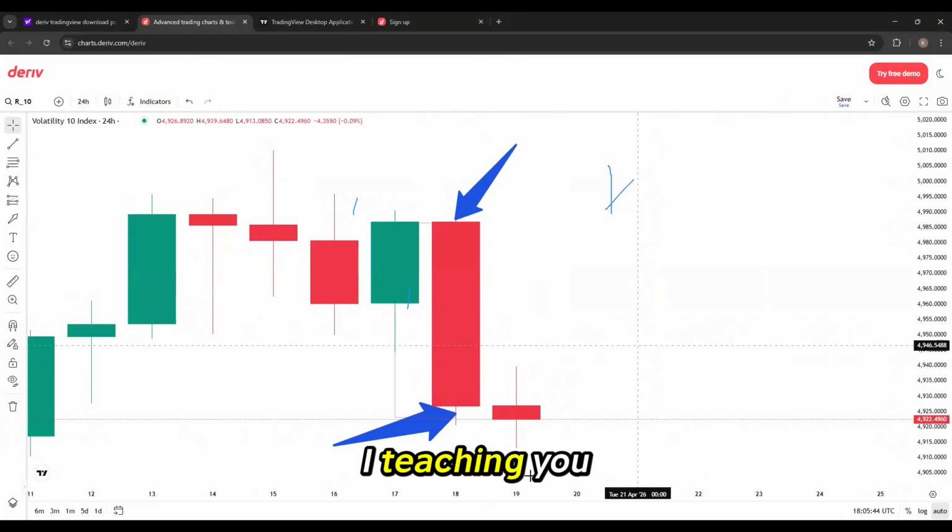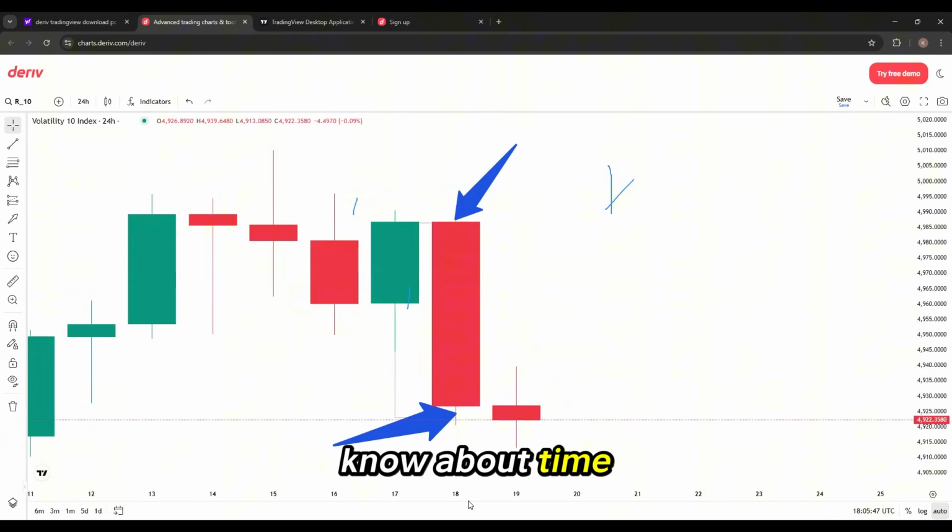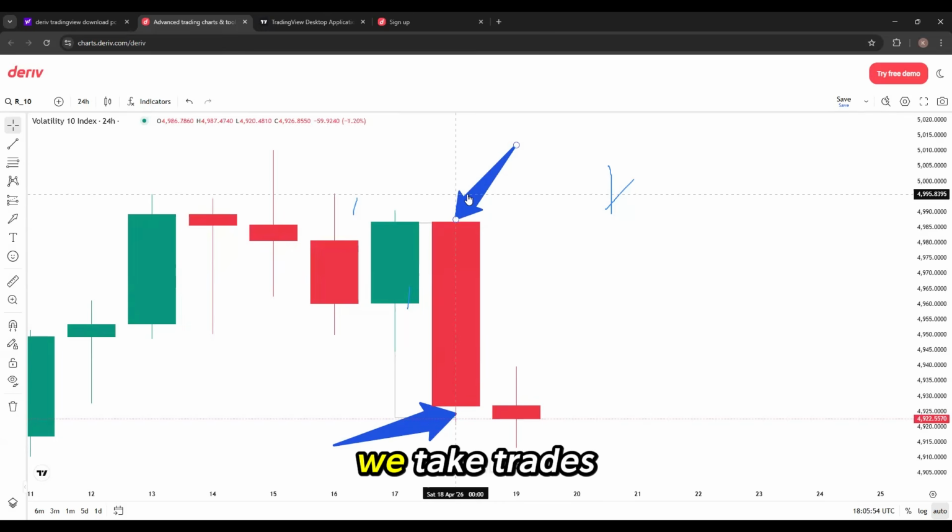So why am I teaching you about time frames, and why do we need to know about time frames? We don't take trades from a very big time frame like the 24-hour. We take trades from smaller time frames, like the M15, the M30, the M5. We only use bigger time frames to do what you call analysis or to analyze our trades. That's where we do analysis, and then we go into smaller time frames and take trades from those smaller time frames.